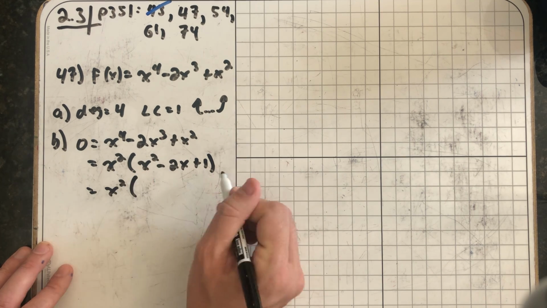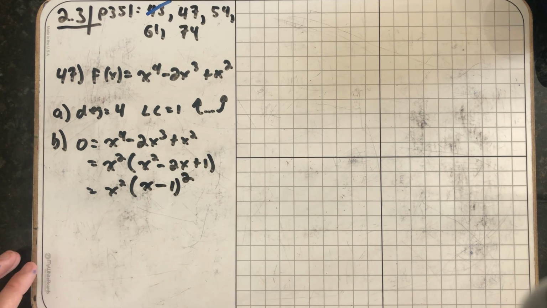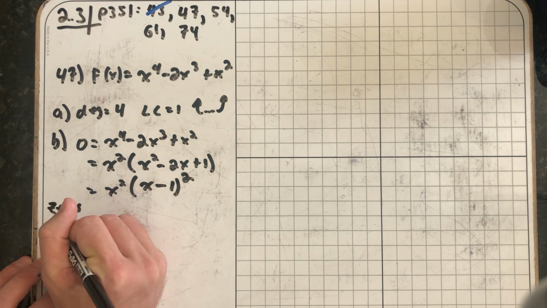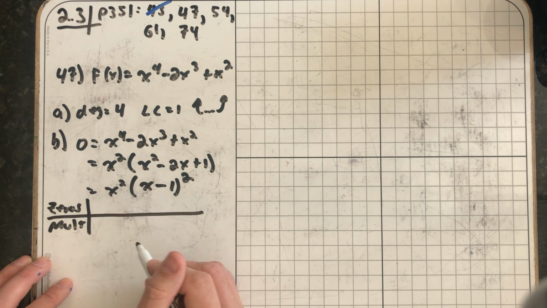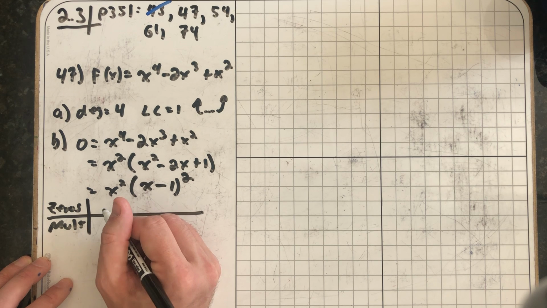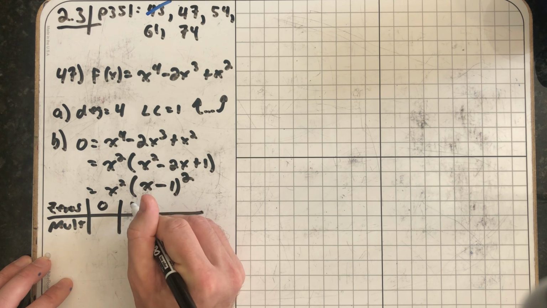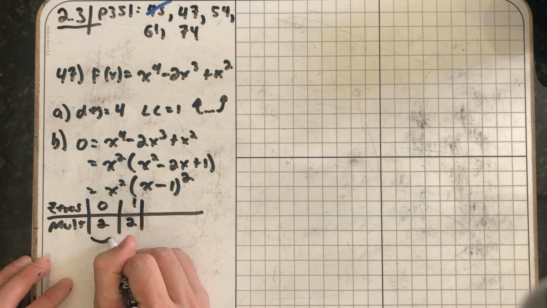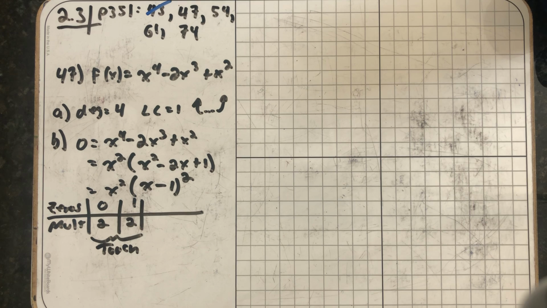In the parentheses here, I recognize a perfect square trinomial, x minus 1 all squared. This will let me write down the zeros, their multiplicity, and decide whether we cross or touch. Alright, x equals 0. Solve x minus 1 for 0, we get 1. Both of those have a multiplicity of 2. So at both of those zeros, we're going to touch and turn around. We're not going to cross through the x-axis.